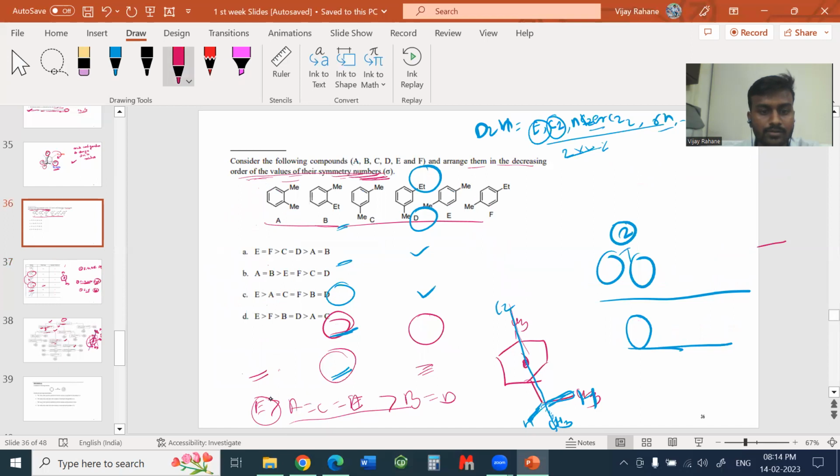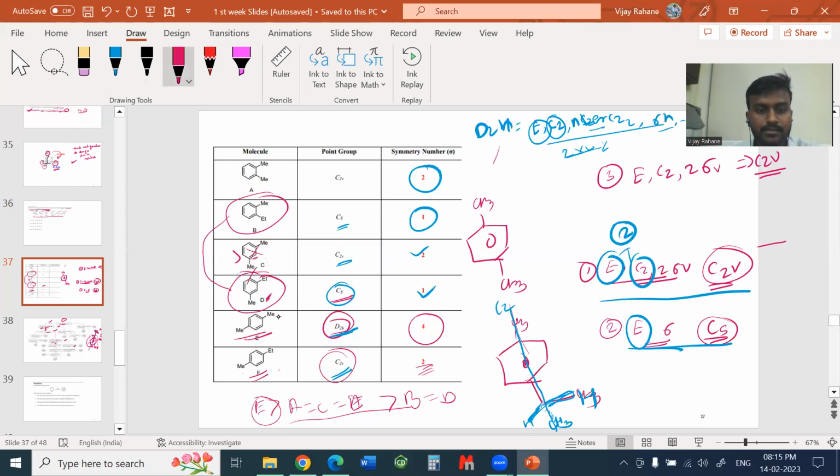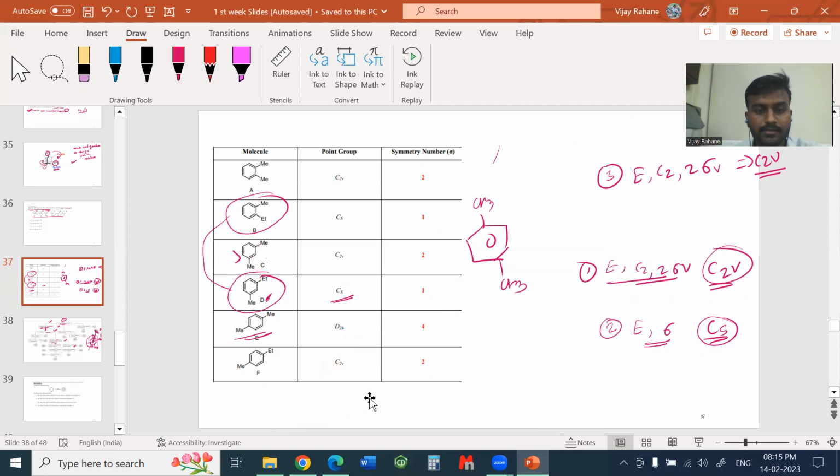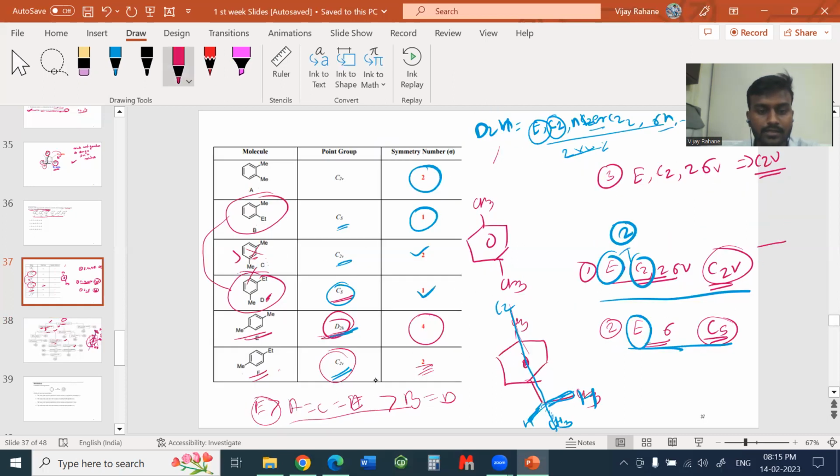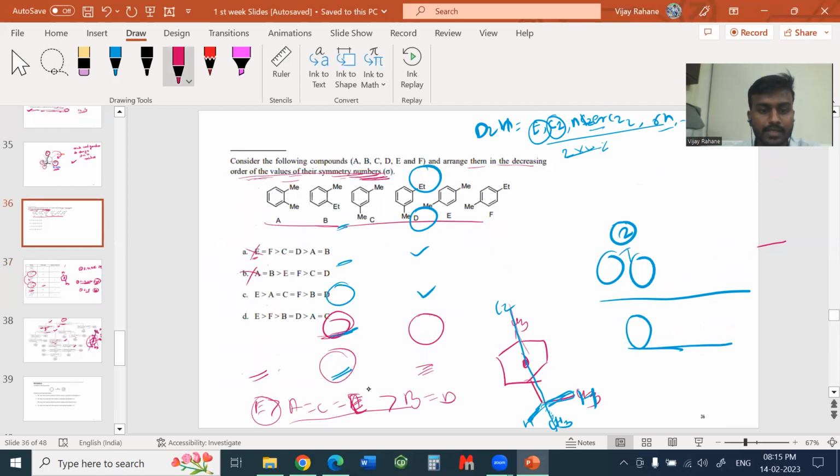So here they have given A having no. From this one, E is having the highest, but E and F equal is wrong. E is greater than A. A is having 2. E having the highest, then A, C and F. Sorry, A, C and F. E is having the highest, right? Then A, C, F equal, then B and D equal, right? So this one is the correct answer.